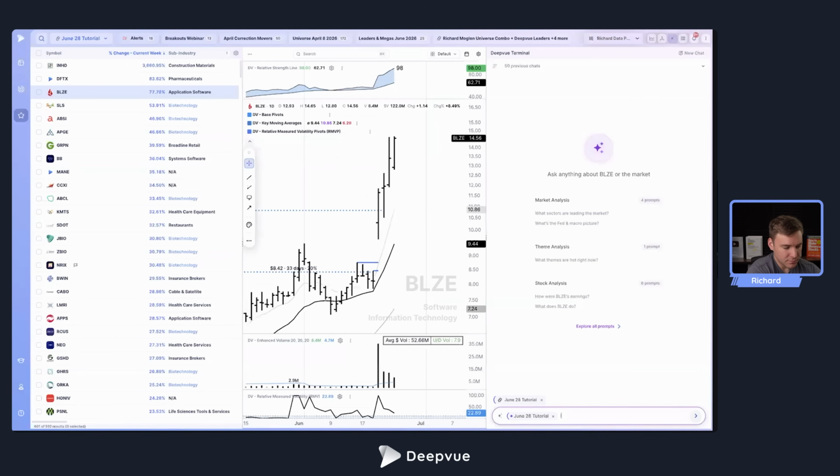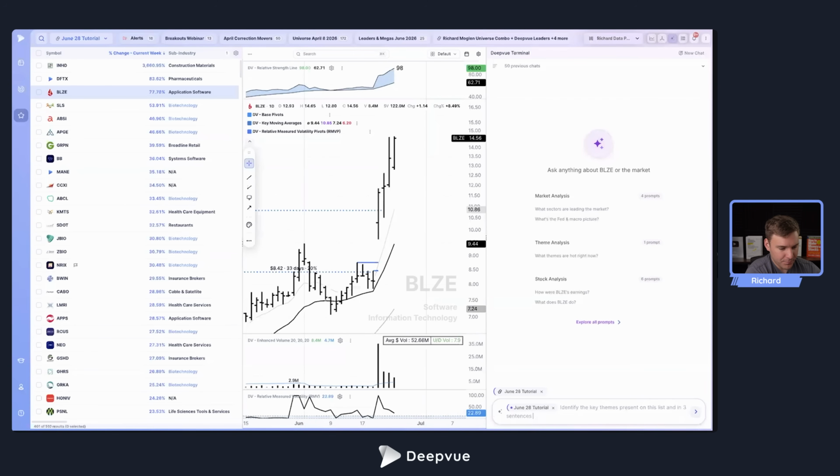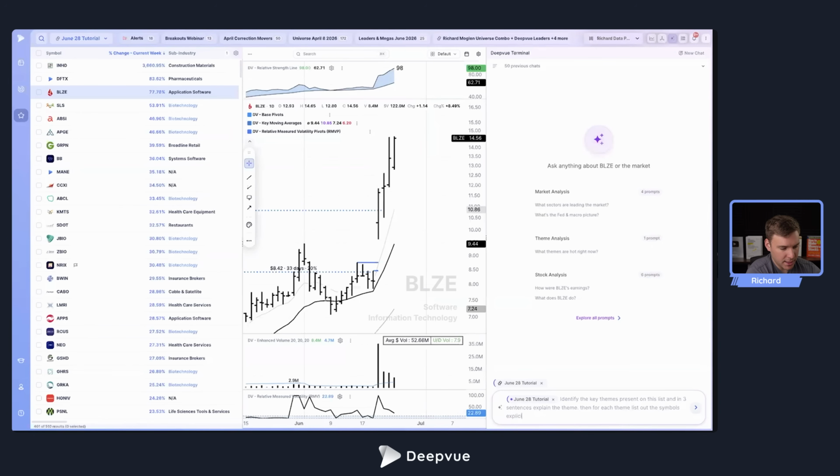I'm going to say, identify the key themes present on this list, and in 3 sentences, explain the theme. Then for each theme, list out the symbols explicitly from this list that is a part of the theme. So what we're doing here is we're actually using the AI to identify the leading themes in this list. So let's go and run this.